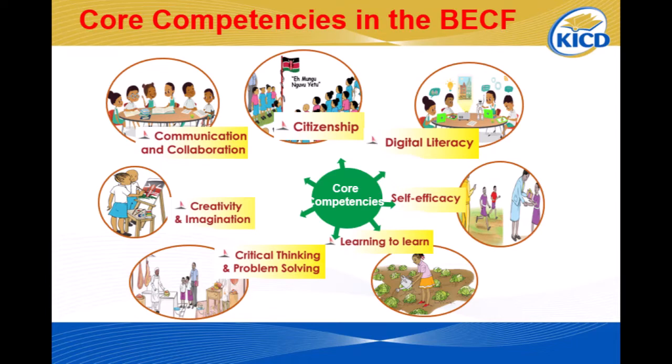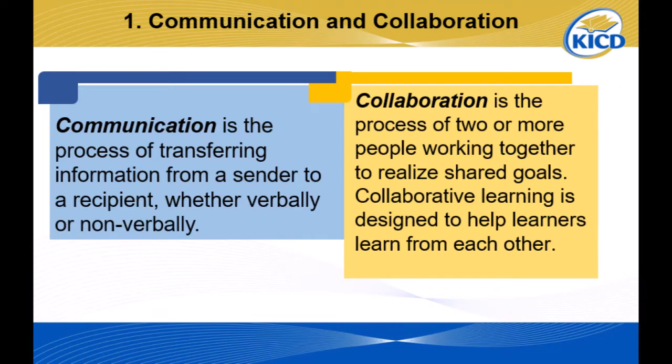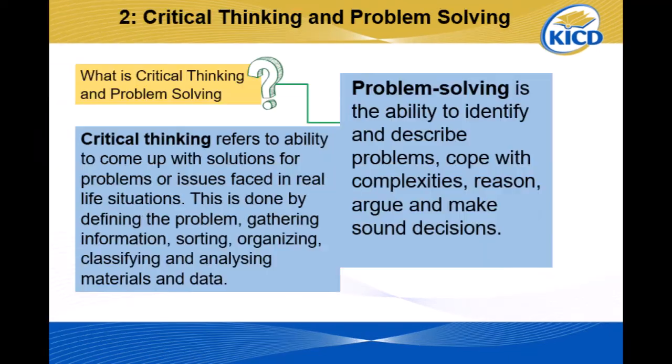For this one, I'll only take you through the meaning. What exactly do they mean? Like communication and collaboration. Communication is the process of transferring information from one sender to the recipient, be it verbal or non-verbal. Collaboration is the process of 2 or more people working together to realize a shared goal. So that is collaboration, how the learners can work together to achieve a given learning outcome or objective.